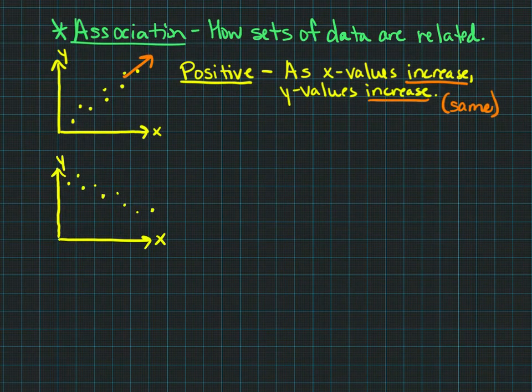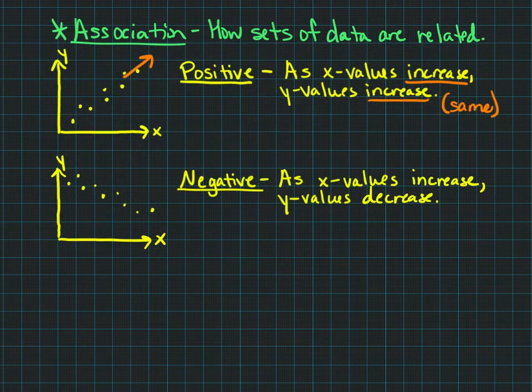Notice this second graph. It appears to be going down to the right. It would be called a negative association. In a negative association, as x values increase, the y values decrease. So these are opposites. You might even say it the opposite way and say as x values decrease, y values increase. Notice that the trend of the points is going down to the right, so it's a negative association. It kind of looks like negative slope.